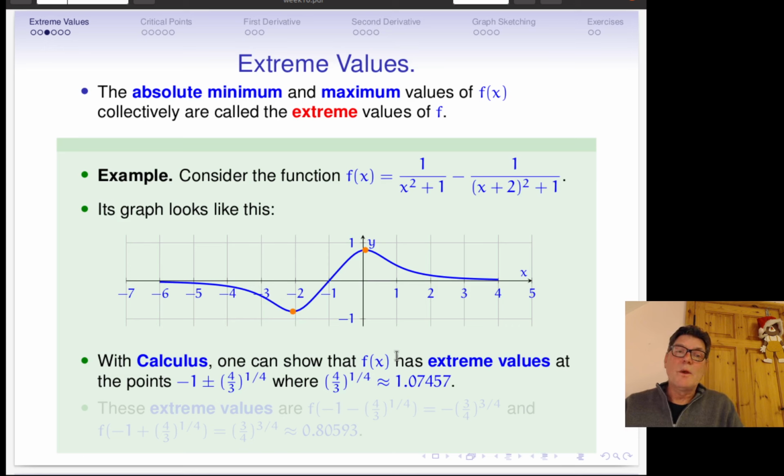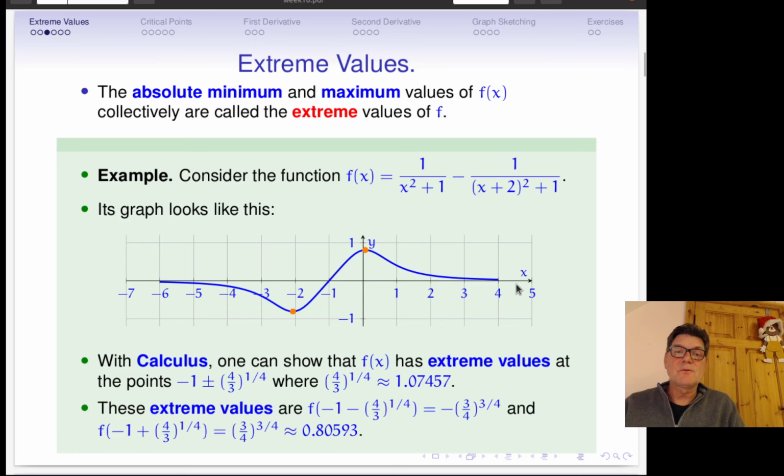And then when these points on the x-axis are known where the extreme values occur, then one can calculate them by simply substituting these values -1 plus minus the fourth root of 4 over 3 for x in the formula that defines f. And then one sees they are approximately plus or minus 0.8. That's an example of extreme values, the absolute minimum and the absolute maximum of this function.